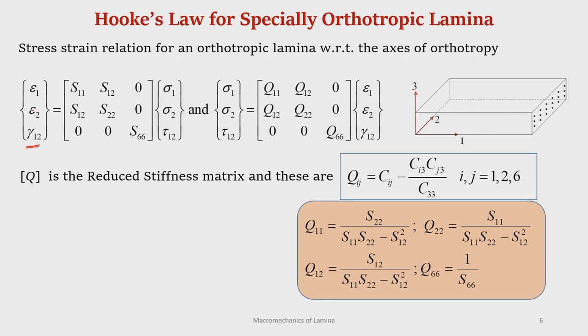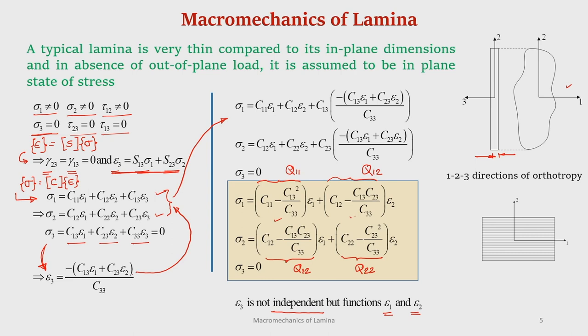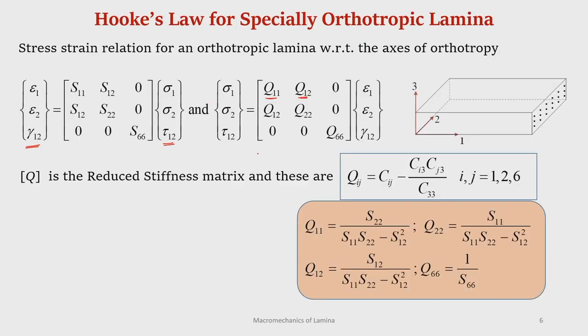In-plane normal strains and shear strain are related to two normal stresses and the in-plane shear stress by this. This is Q11, Q12, what we have just shown. So we could write the relationship between the in-plane stresses and the corresponding in-plane strains. Please note again that epsilon 3 is not 0, but it is not independent either; it is dependent on epsilon 1 and epsilon 2, therefore it is not put in the stress-strain matrix. So the stress-strain relationship finally relates the in-plane stresses, two normal stresses sigma 1, sigma 2 and one shear stress tau 12, to the corresponding normal strains and shear strain by means of this Q matrix, or taking the inverse, by means of the S matrix.